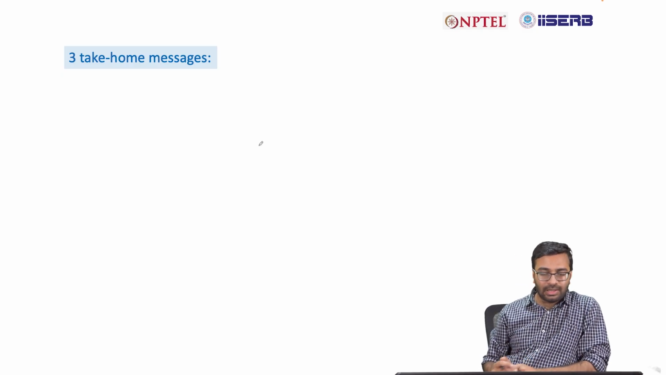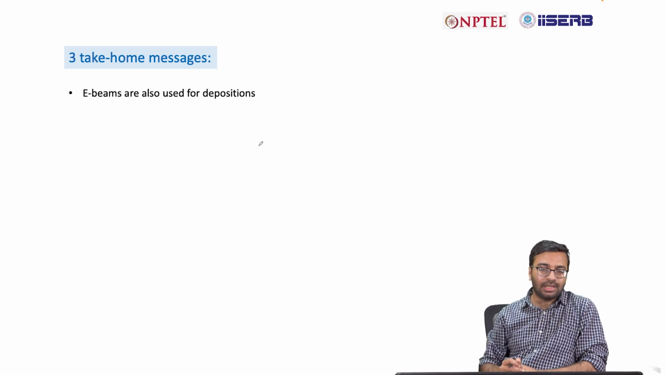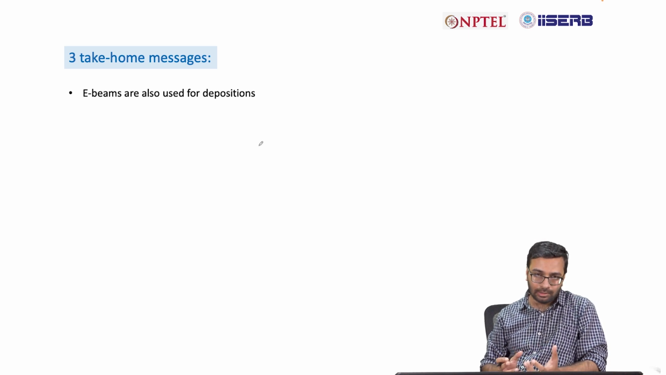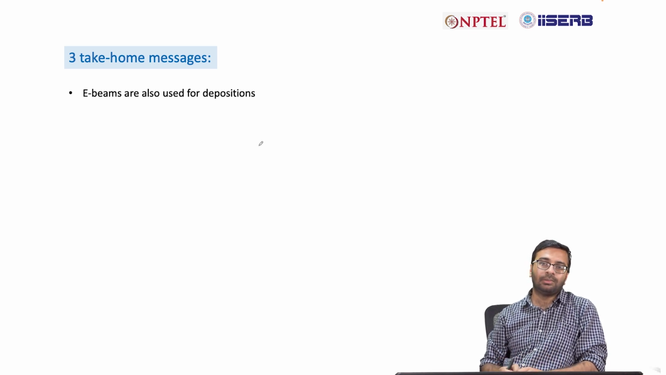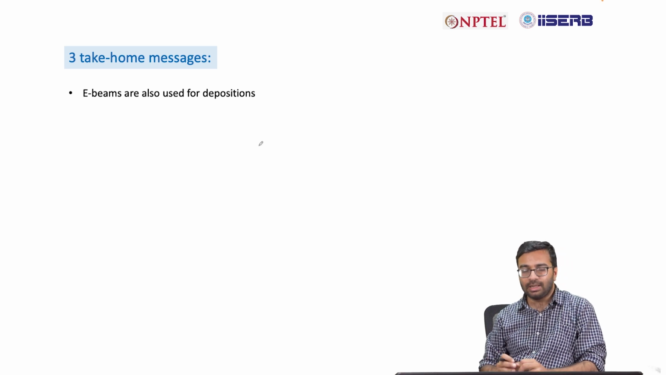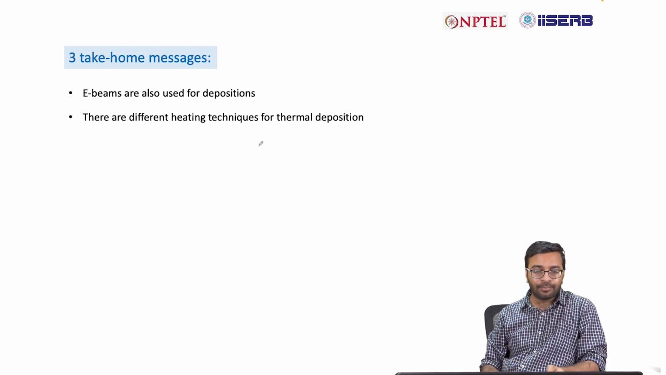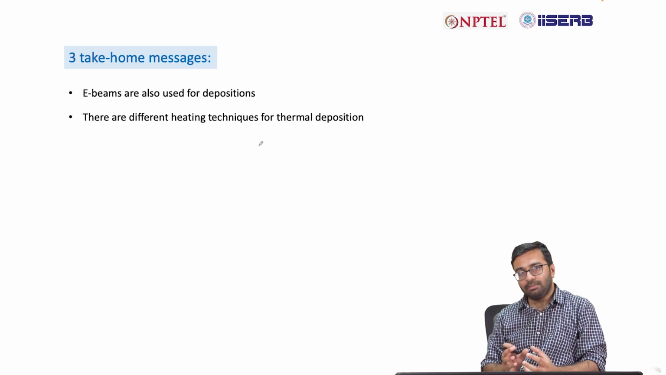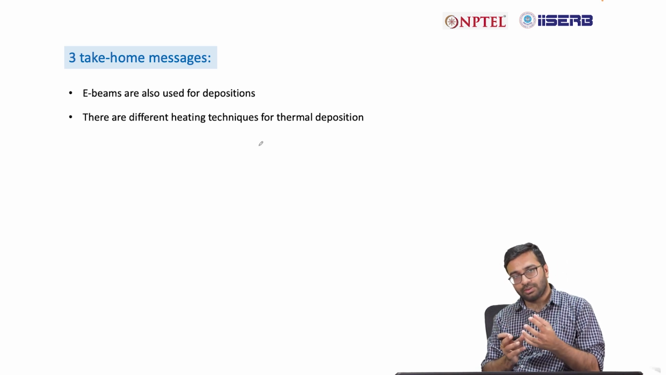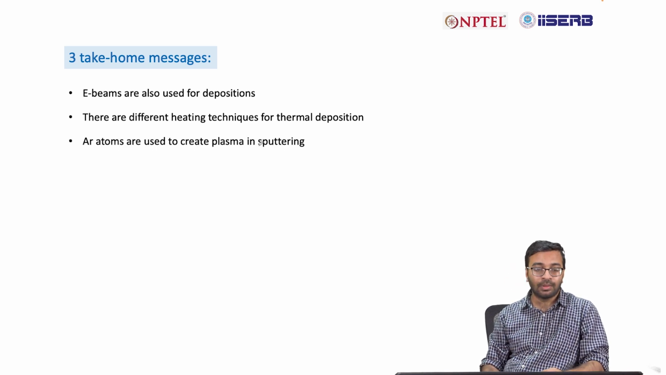Now there are three take home messages. The first one is e-beams are also used for deposition. As we have seen, in thermal you have a thermal source, heat source, be it resistive, be it inductive, and then there are different heating techniques for thermal depositions, as we have seen. But in case of e-beam, you use a focused e-beam to heat source materials for deposition.